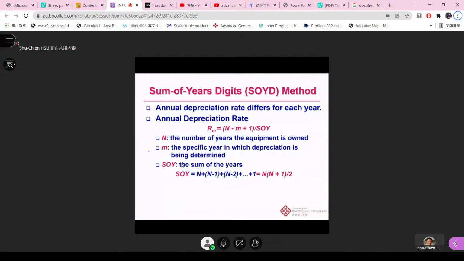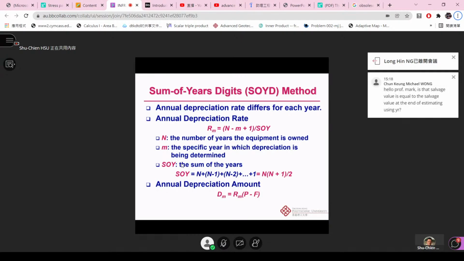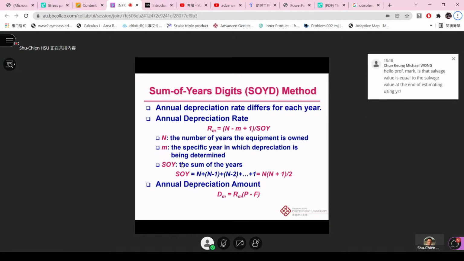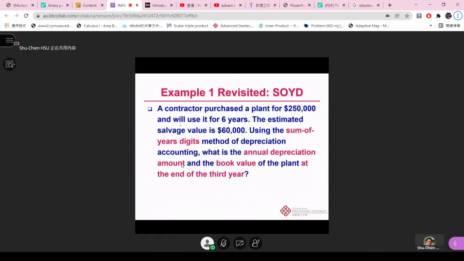The SOY here is the sum of the years, and it can be calculated like this: the SOY is equal to n times (n plus 1) divided by 2. Then we also get the annual depreciation amount as Dm equal to Rm times (P minus F). So we can just use the SOY to revisit Example 1. All the information is the same.